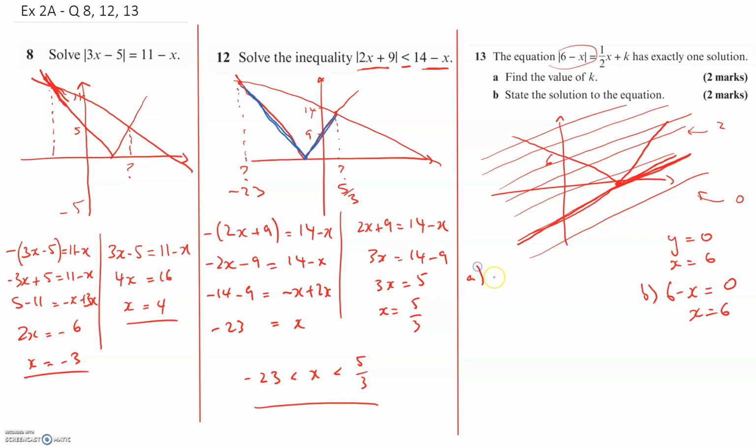For part A, it says find the value of k. So it's basically saying for the graph of a half x plus k, I will sub in y is 0 and x is then 6, and therefore I can work out that k is minus 3. And as I said, we've already done part B.